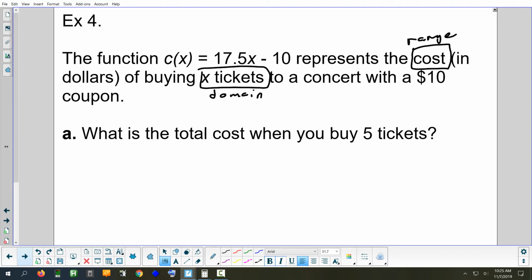What is the total cost when you buy 5 tickets? So, they're telling me to plug in a number 5. Where are they telling me to plug it in? They're telling me to plug it in for x. How do I know that? X is tickets. 5 tickets. Okay, so here, plug in 5 for x. You wouldn't have to write that on the test. I'm just writing down what I'm going to do.